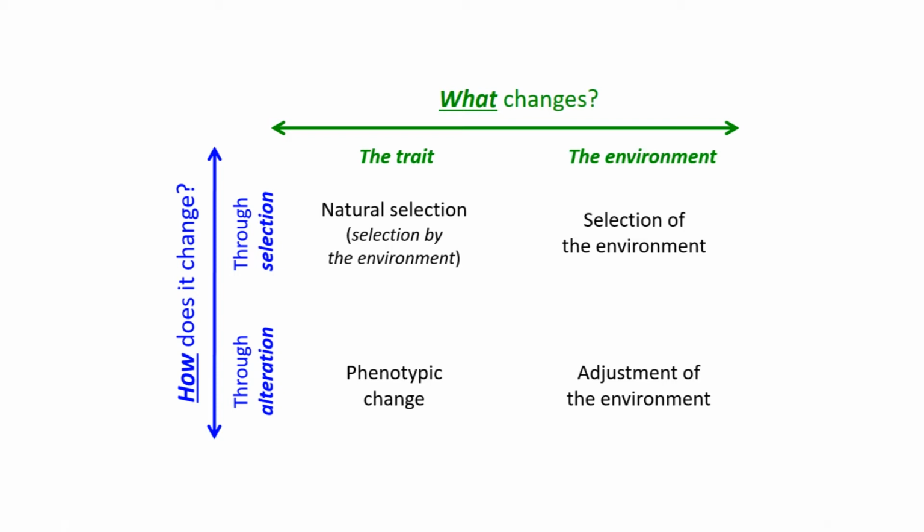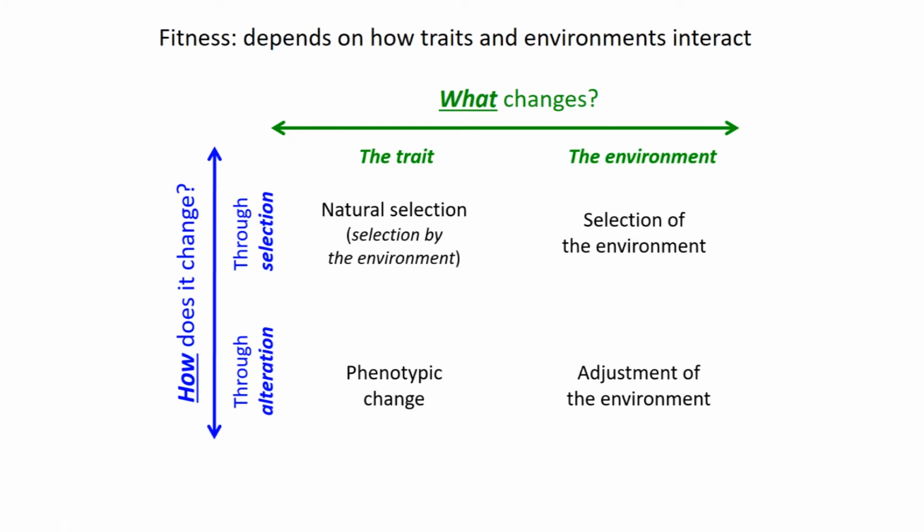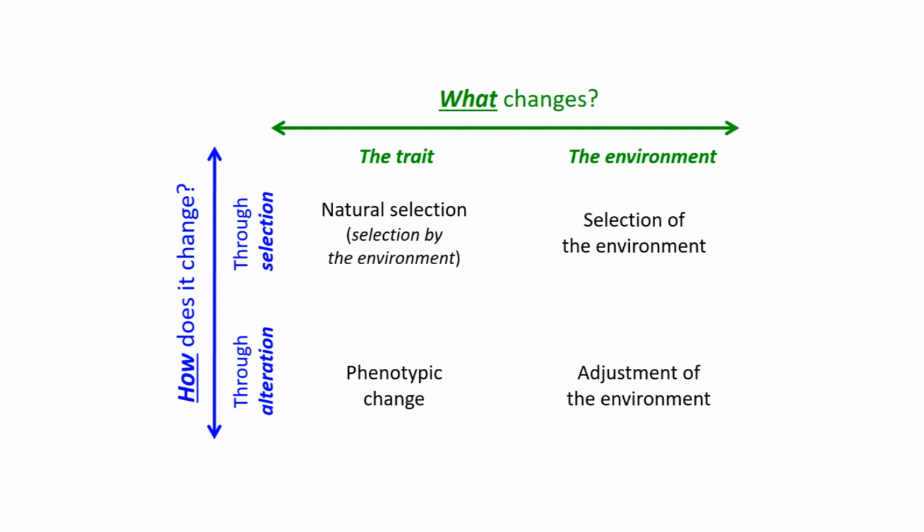We start with the observation that fitness depends on how traits and environments interact with each other. This then implies that in order to increase fitness, an organism can either adaptively change its traits or can adaptively change its environment. The next issue then is how such changes can come about. And also here there are two options. Through some sort of selective process which favors some phenotypes or environments over others, or through some sort of alteration of the phenotypes or environments involved.